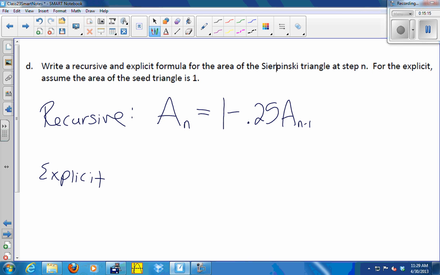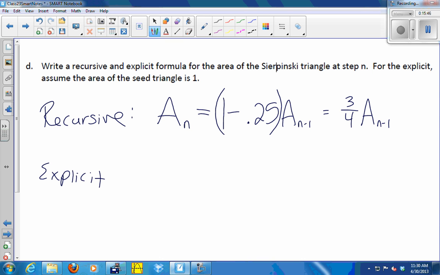Right? That is 3/4 of what you used to have. 1 minus a quarter. Actually, there should be parentheses here. 1 minus a quarter of what you used to have. So you get to keep 3/4 of what you used to have. So you do 3/4 times a sub n minus 1.